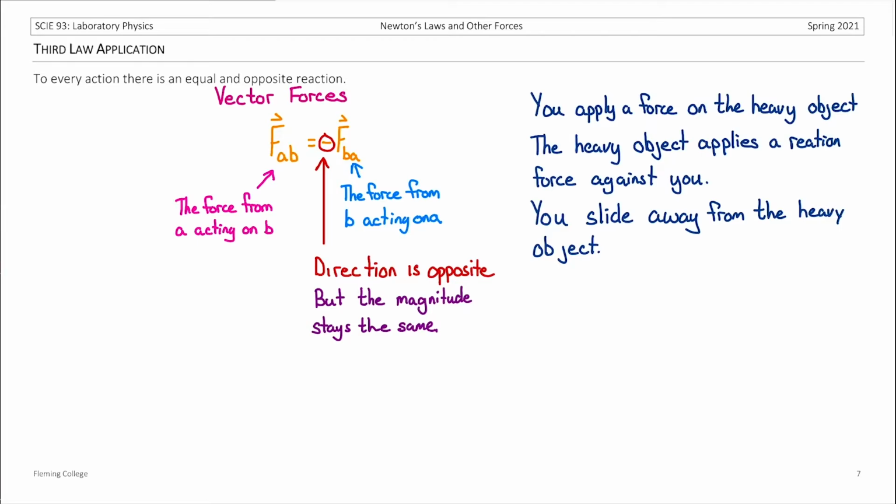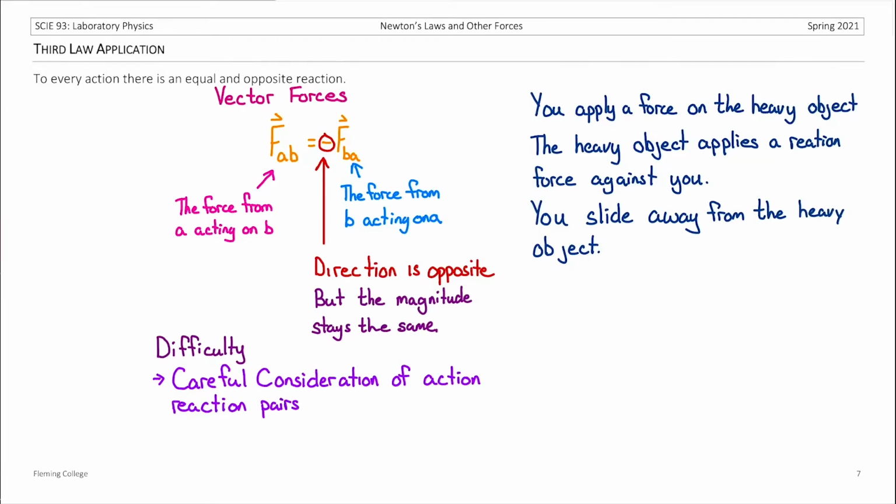Remember, if you have more mass, the same force causes less acceleration. So while the Earth is able to force us to accelerate, we have very little ability to have the same reaction on Earth. We have a conceptual difficulty here. Careful consideration of action-reaction pairs must be made.